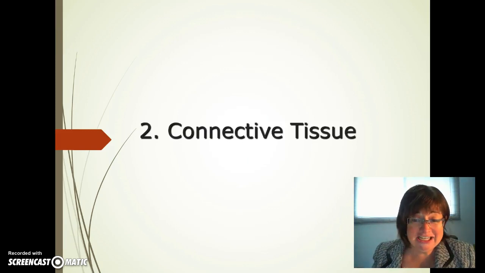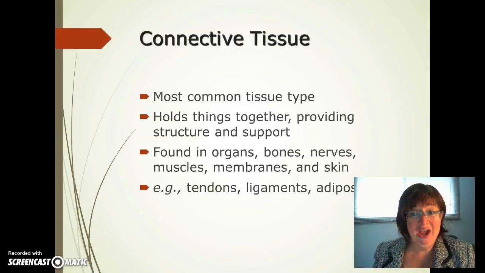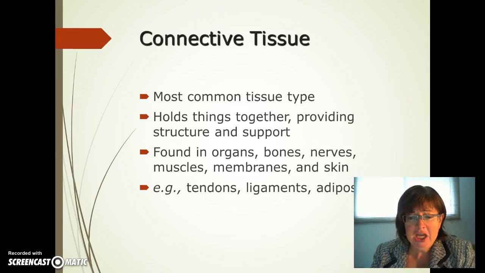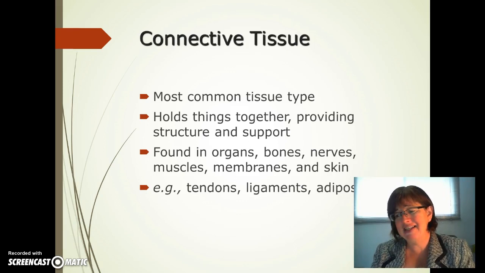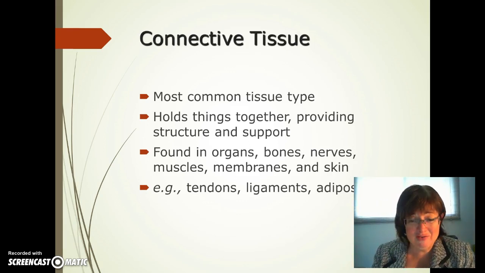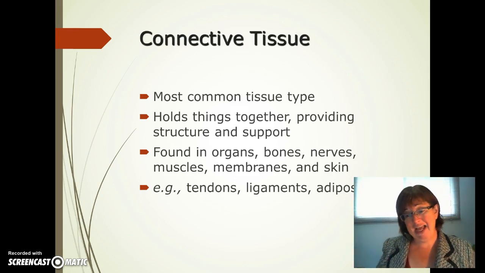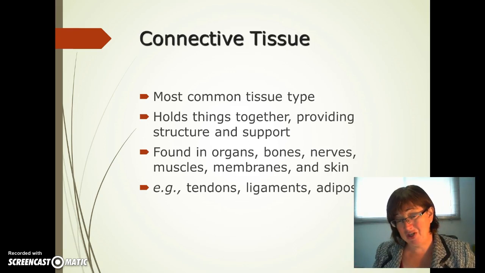The second type of tissue is connective tissue, and the function of connective tissue is to connect or support, and it's the most common tissue type. So it holds things together, providing support and structure. Anytime you think where things are supported in structure, that is a type of connective tissue. It's found in your organs, in your bones, in your nerves, muscles, membrane, and skin. Examples would be tendons, ligaments, your adipose, which is your fat tissue.